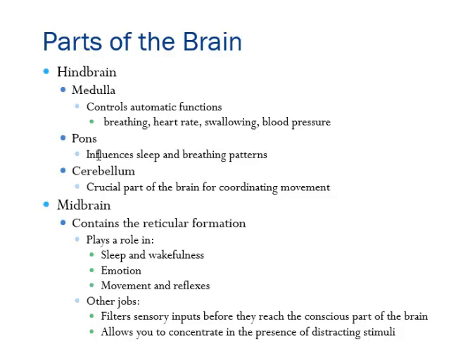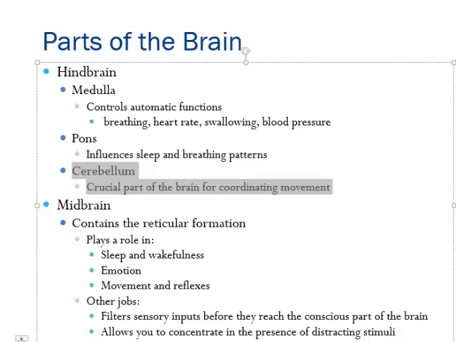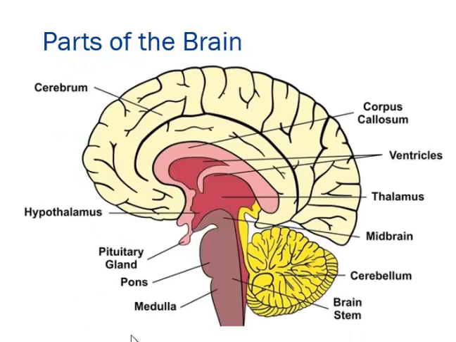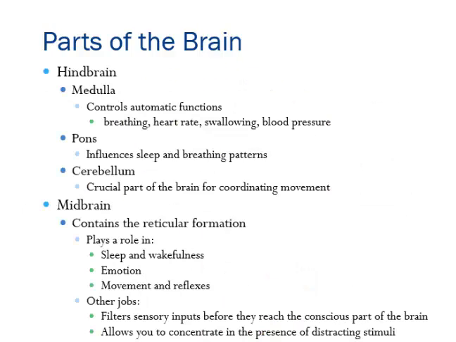The pons influences sleep and breathing patterns, and then you have the cerebellum. The cerebellum is the part of the brain that controls movement and balance, this yellow thing over here. You got the medulla that controls involuntary activities. You have the cerebellum, which controls balance and motor functions, the ability to move your arms around properly, to do what you need to do from a motor perspective.